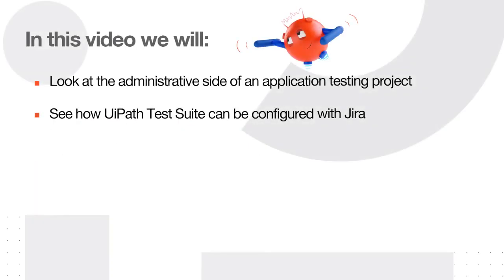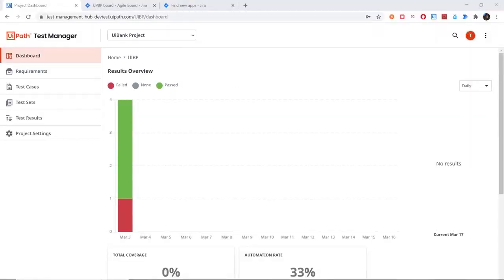In the first video of the series, we are going to look at the administrative side of an application testing project, and at how UiPath Test Suite fits in an environment already functional, one that is built around Jira. This is UiPath Test Manager, the component of UiPath Test Suite serving two important purposes: managing test projects and test cases, and integrating with other ALM tools.